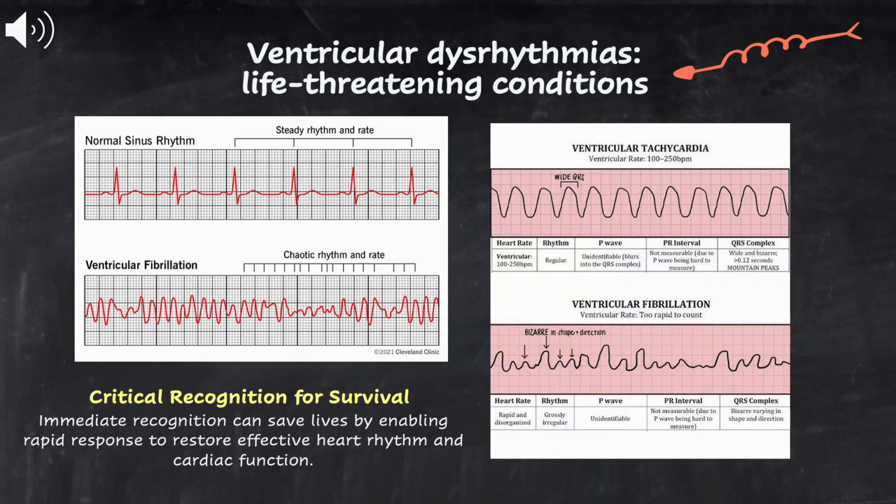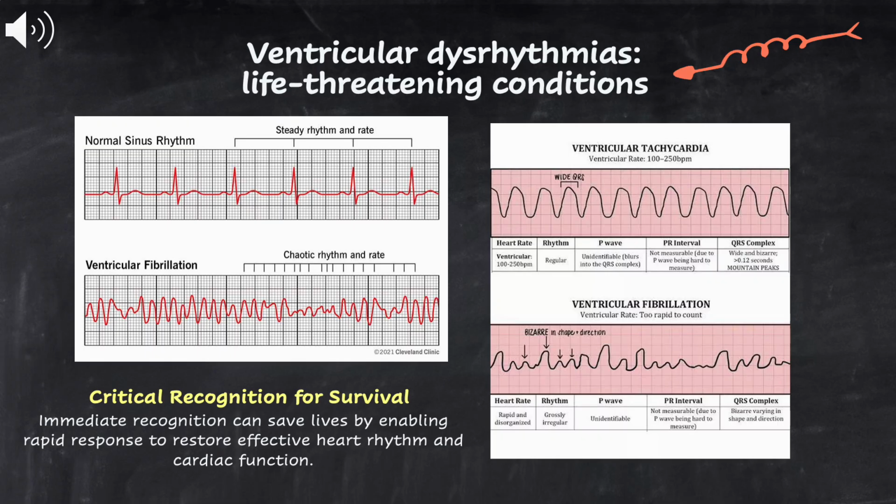Next is ventricular fibrillation, or VFib. VFib presents as a chaotic, disorganized rhythm with no identifiable QRS complexes. There is no effective ventricular contraction, which means no cardiac output and no perfusion. Ventricular fibrillation is a medical emergency and requires immediate defibrillation and CPR. Without rapid treatment, VFib is fatal.